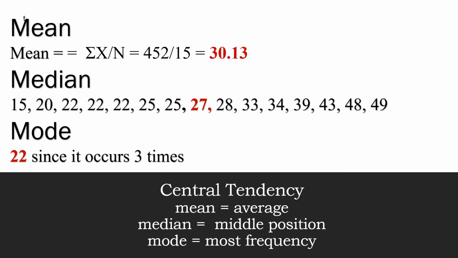For this scenario, the mean, the sum of x divided by the number, is 30.13. The median, or the middle number, is 27 minutes, and 22 is the mode since it occurs 3 times. The mean is the average, the median is the middle position, and the mode is the most frequently displayed number of minutes.